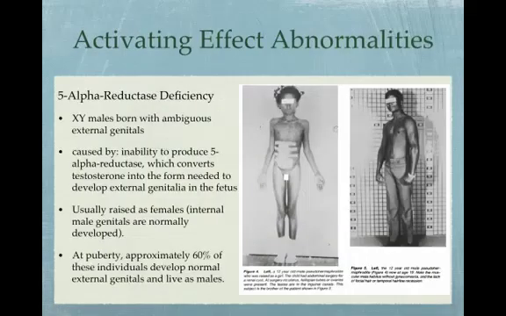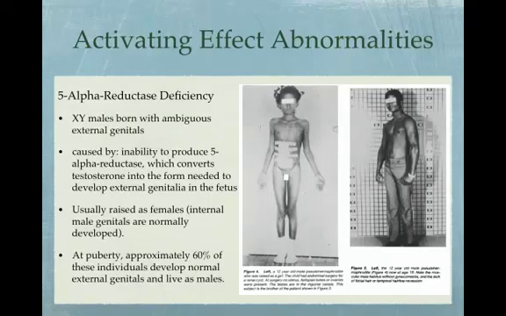For example, the 5-alpha reductase deficiency. These are genotypically XY males born with ambiguous external genitals. This is caused by an inability to produce 5-alpha reductase, which converts testosterone into the form needed to develop external genitalia as a fetus, so in utero. So these fetuses aren't able to use the testosterone in the form needed to develop external genitalia as fetuses.